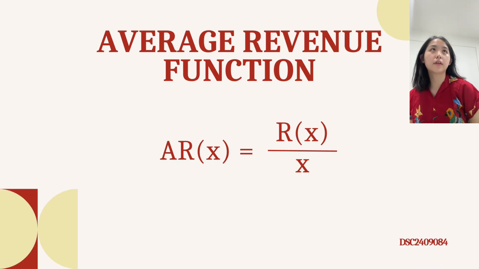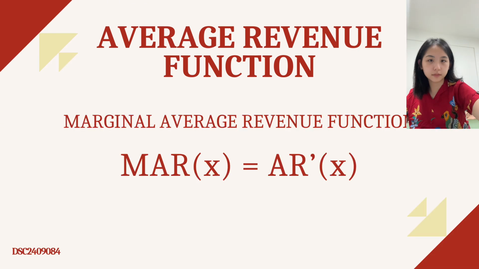Next, we will explore the average revenue, or AR, function. This function represents the revenue earned on average from each unit sold and can be expressed as AR of x equals R of x over x. The total revenue, R of x, is the entire income from the sales, and x is the quantity of units sold.